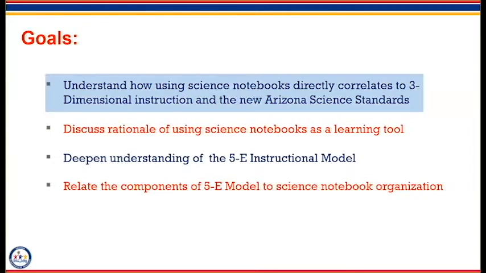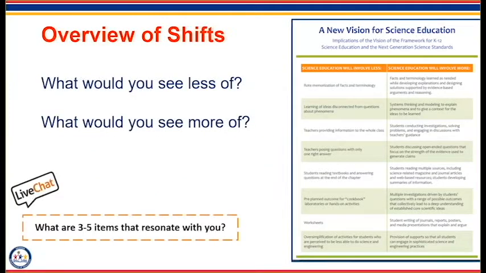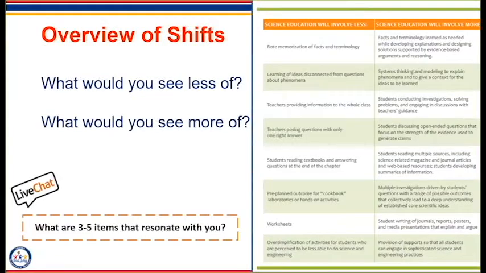So let's start with our first goal. We're going to dive into three-dimensional instruction and the new Arizona Science Standards first. So here's a document that I did provide for you in the materials you could have previewed. So hopefully you've seen it. If not, that's okay. I'm going to blow it up here in just a second. This is from the National Research Council, and it describes the new vision for science education by really laying out what will science education involve less of and what will it involve more of. So I'm going to blow it up here, and if you don't mind, just take a minute and review it and think about 3 to 5 items that resonate with you, talking about these instructional shifts.